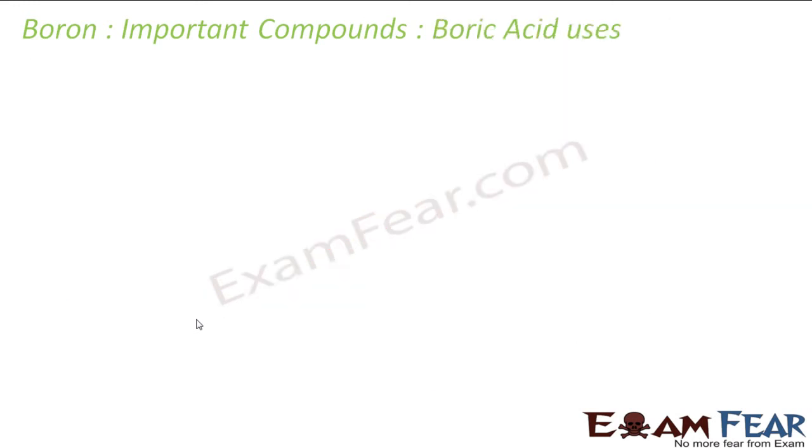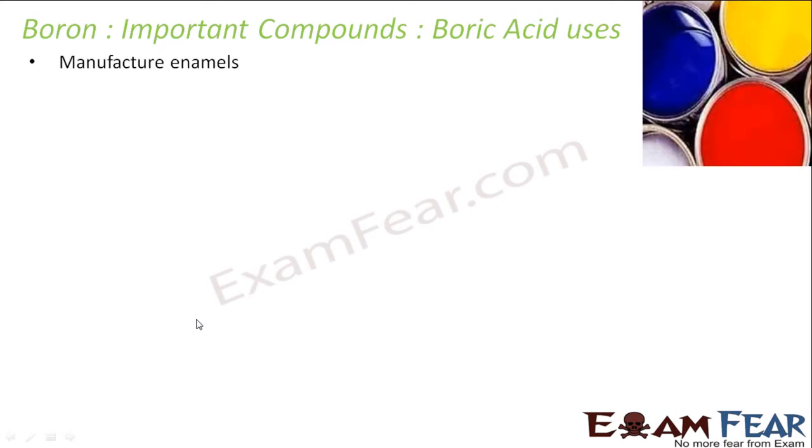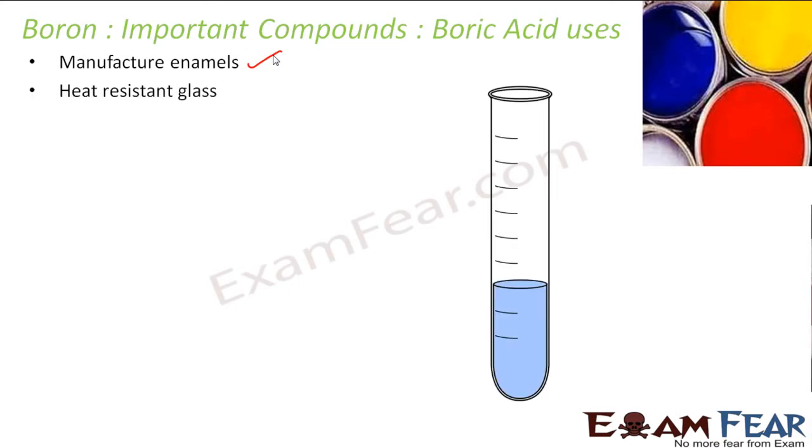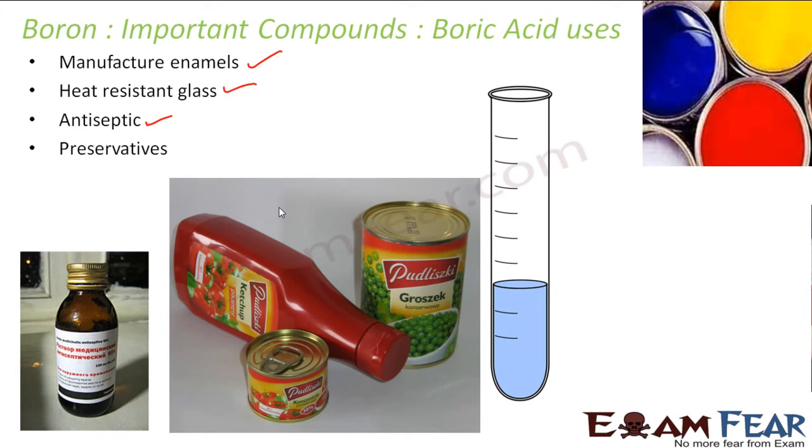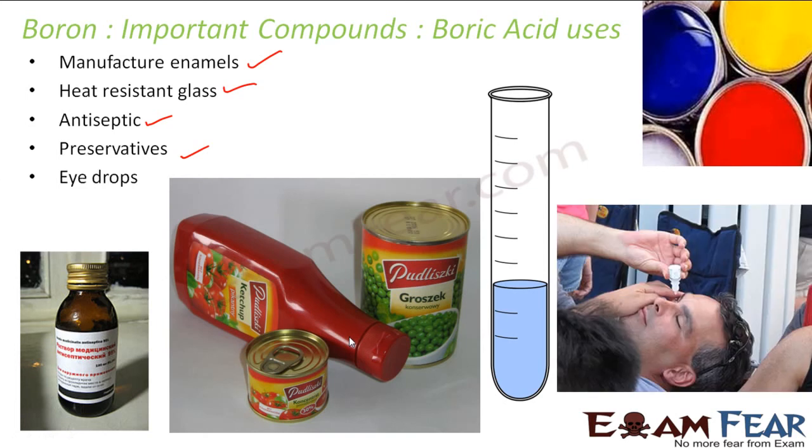Let's talk about the uses of boric acid now. The first use is in the enamels which we use in our homes to paint the windows. It is also used to prepare heat resistant glass, antiseptics, and preservatives to preserve food. For example, the sauce, the canned food and the canned juices use boric acid to preserve. It is also used as an eye drop.